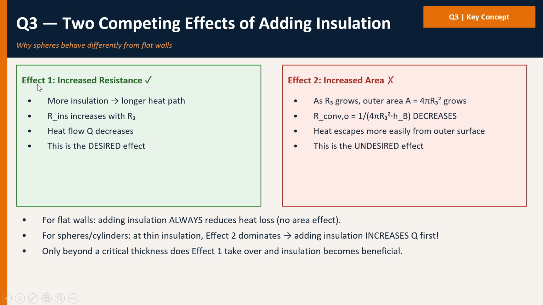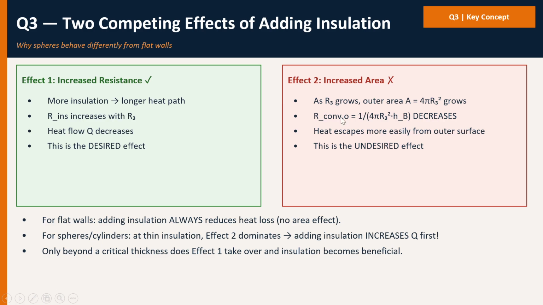So, effect one. These are the two competing effects here. First, adding insulation increases resistance, which reduces heat loss. Second, it increases surface area, which reduces convection resistance and increases heat loss. At a small thickness, the second effect dominates. So basically, in the first one, more insulation means a longer heat path. R insulation increases with R3, so heat flow Q decreases. This is the desired effect.